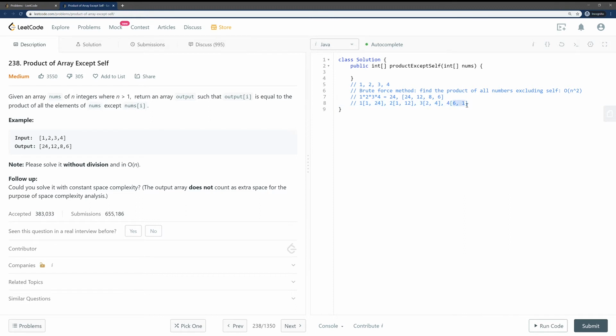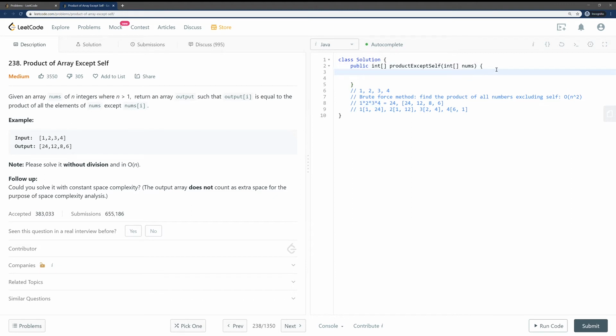So the thing is that we need extra storage for storing those values, but we are doing it only in order n time, linear time. We are accessing all the values only once, and we are not using any division. So let's go ahead and implement this way.